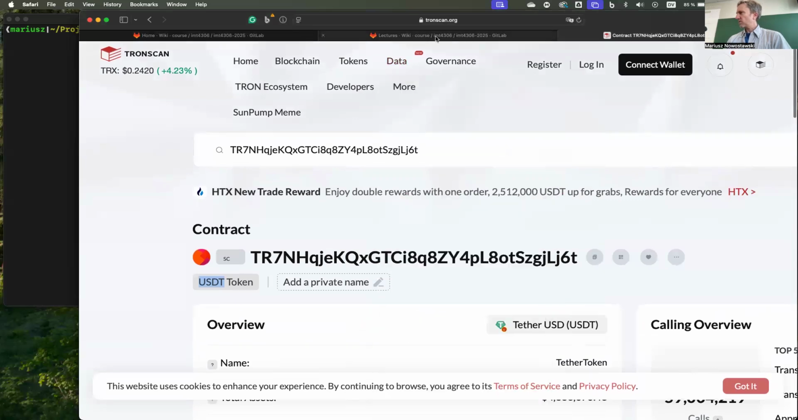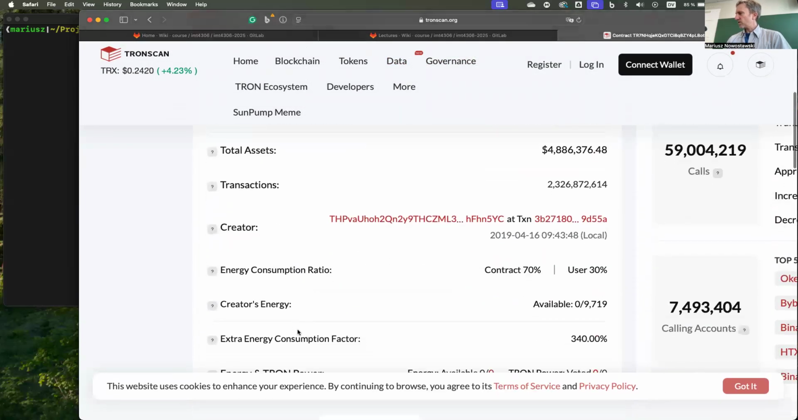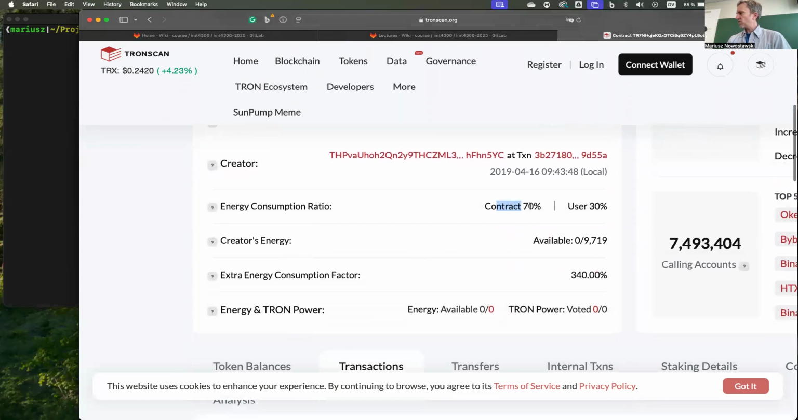So that was the first address, and the question was, what was the ratio? And the ratio is kind of given here, and now you see that it's growing because more people are using it. So, yep.